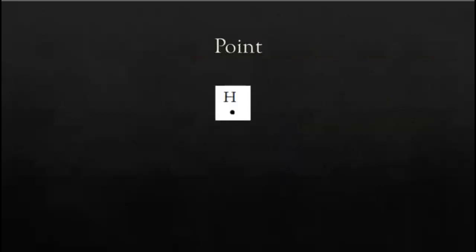Our first one is a point. A point is the most basic building block of geometry. It has no size, it's just a location. We represent this point with a dot, and we name it with a capital letter. Here's an example of a point. This is point H. I can make another point and name it point L.